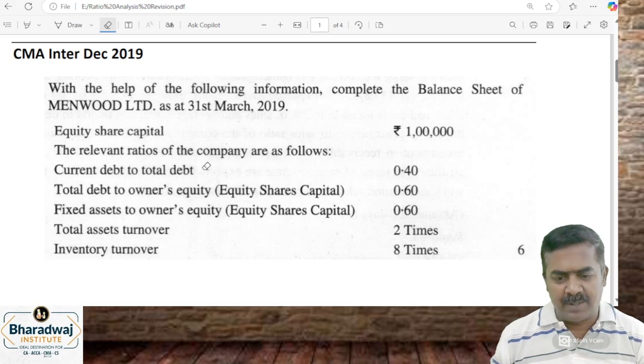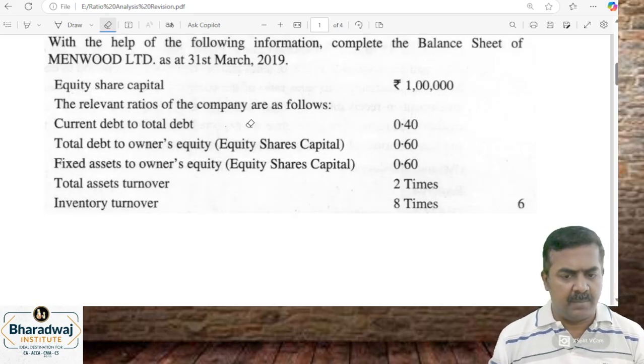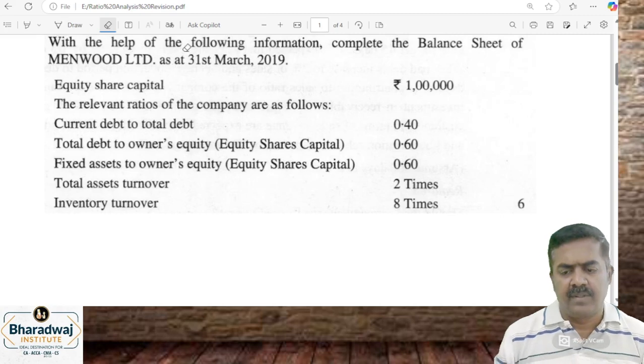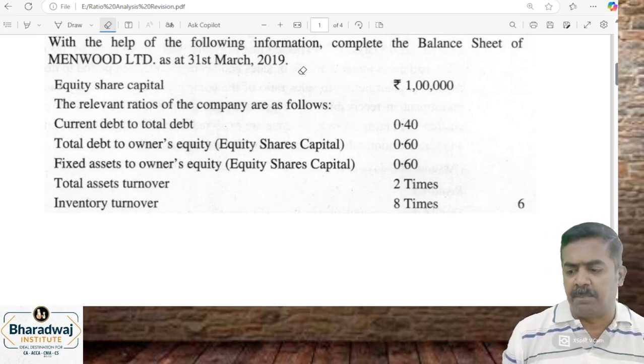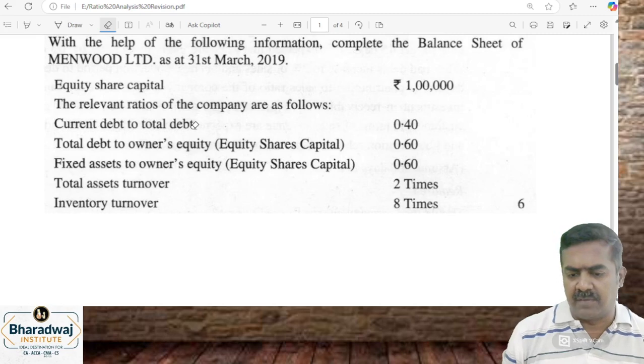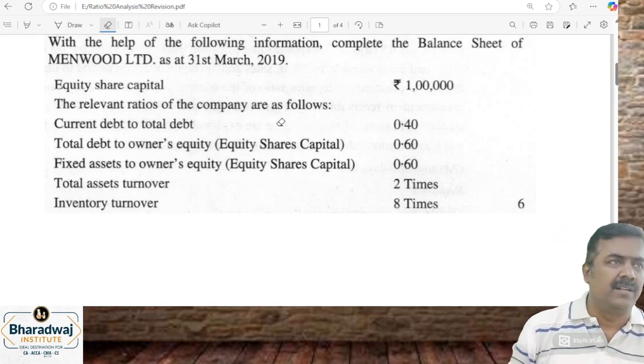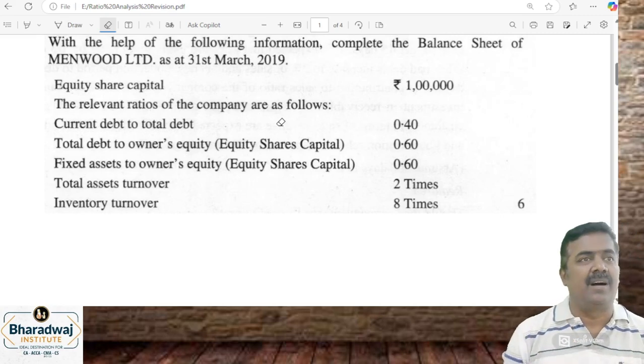Go through this CMA based question. With the help of the following information, complete the balance sheet. Equity share capital and the relevant ratios are given. Current debt to total debt. What do you mean by current debt to total debt? Current liability divided by long-term borrowings.